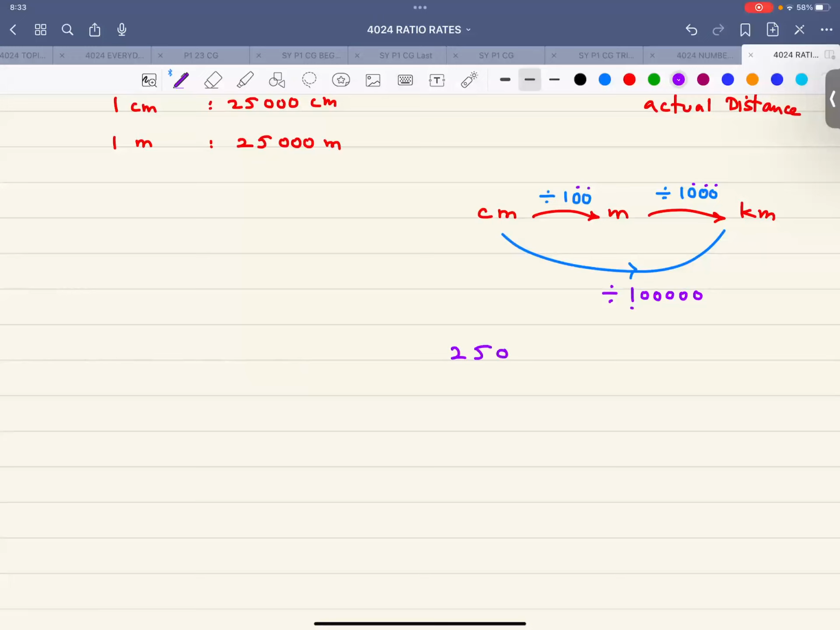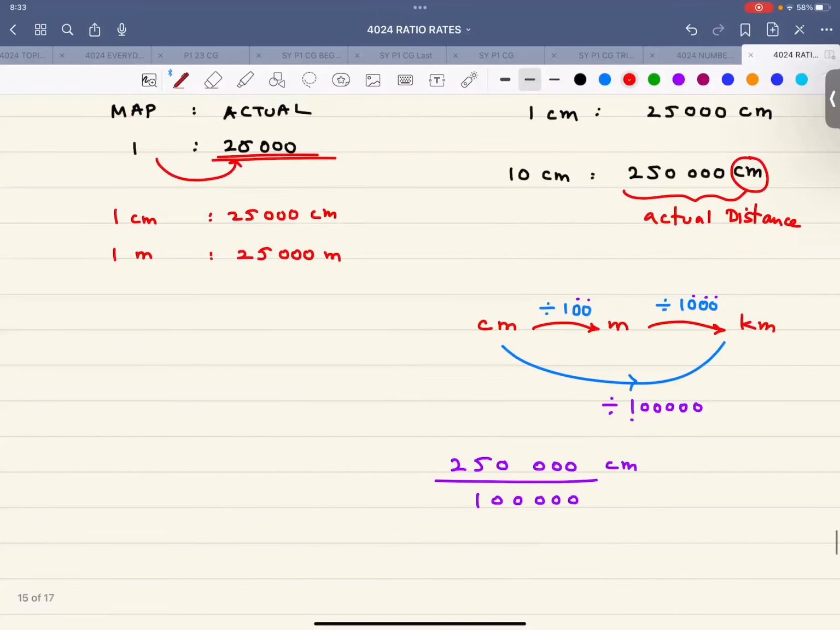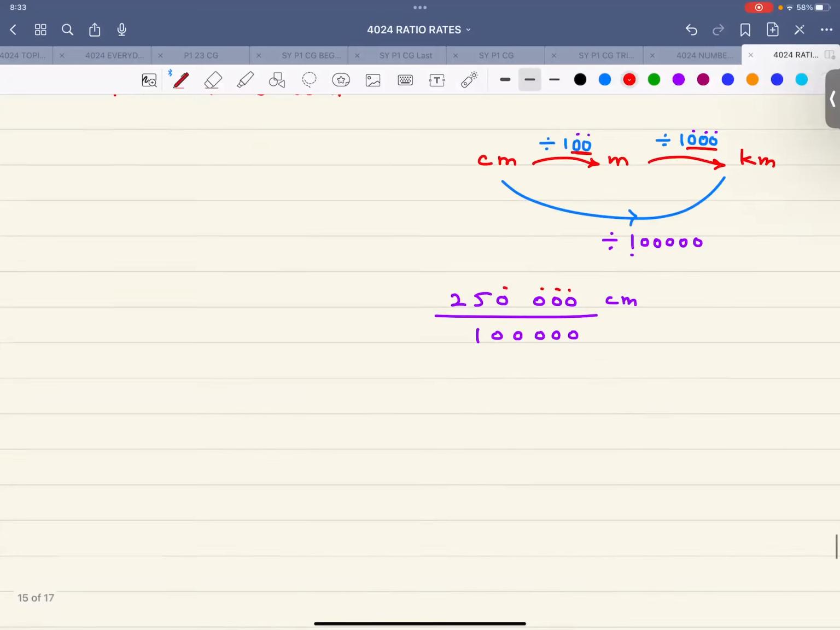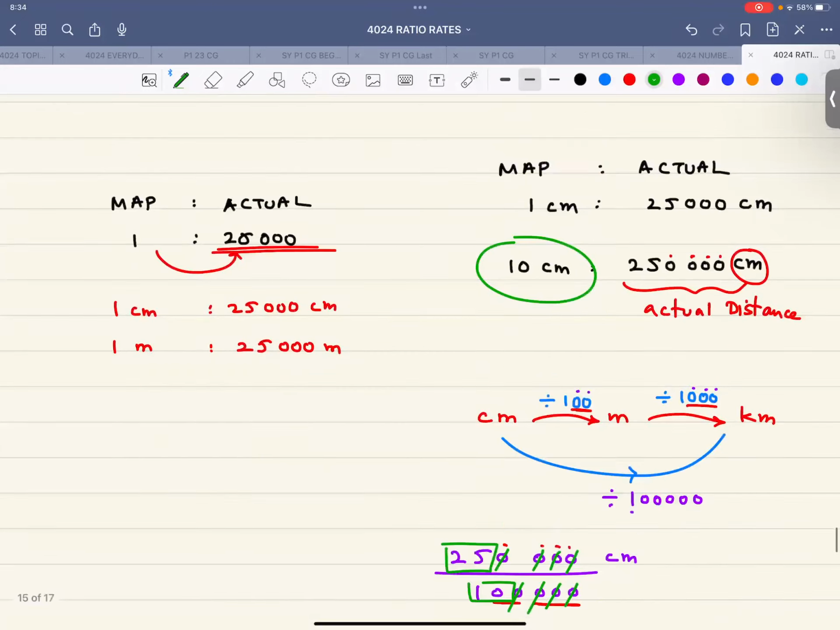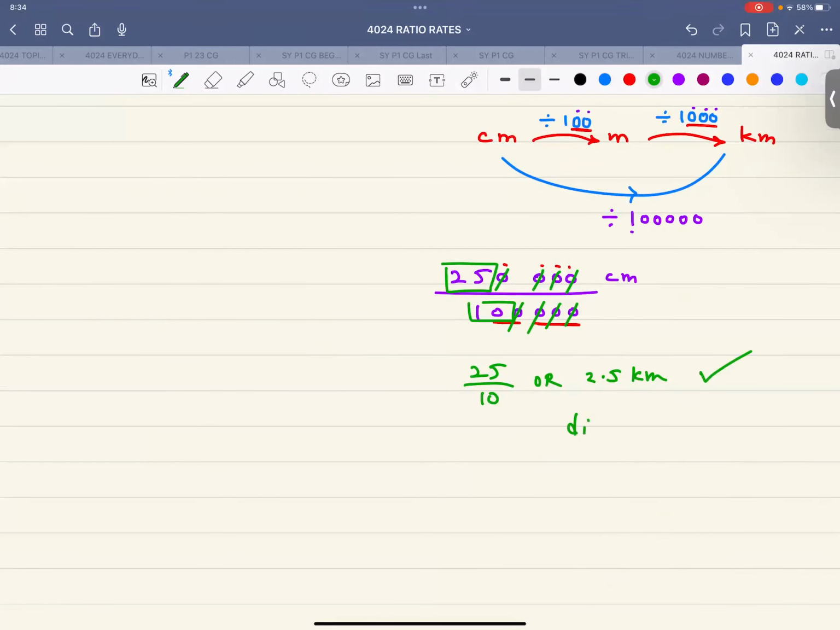So therefore, 250,000 centimeters divided by 100,000. Let me double check the zeros. This is 1, 2, 3, 4. This is 1, 2, 3, 4. And then there is 2 and 3. This is all good. That's all you have to take care of. So 1, 2, 3, 4. 1, 2, 3, 4. What are we left with? 25 divided by 10. So that comes out to be 2.5 kilometers. What does it mean? That 10 centimeters on the map is in reality 2.5 kilometers. That is the distance between the two villages.